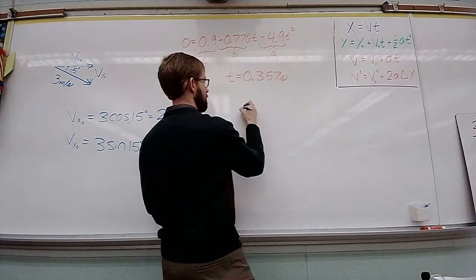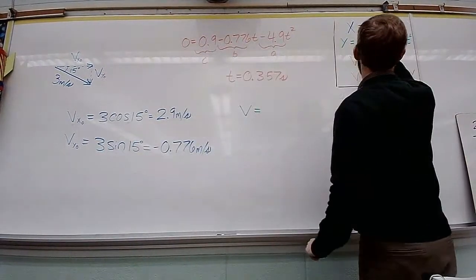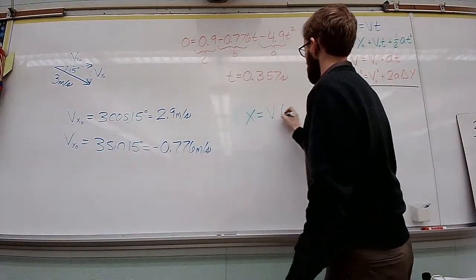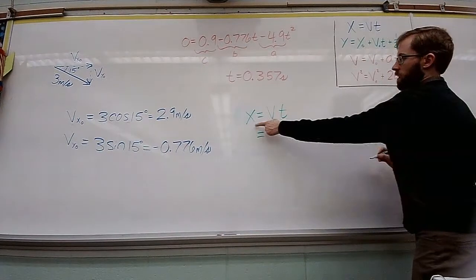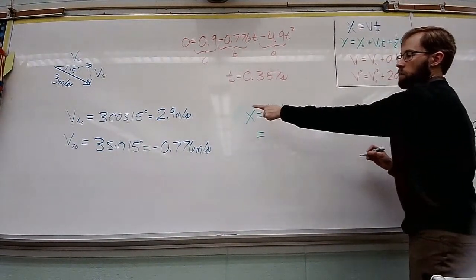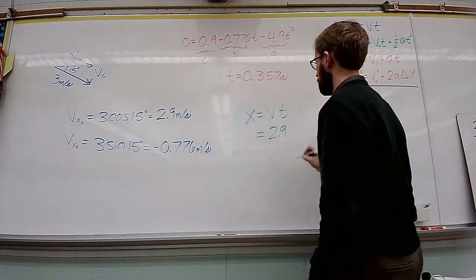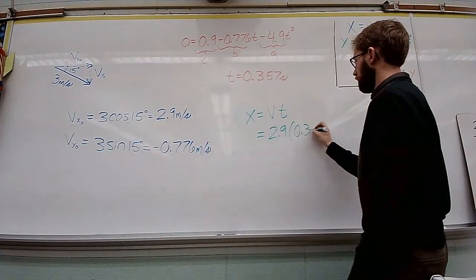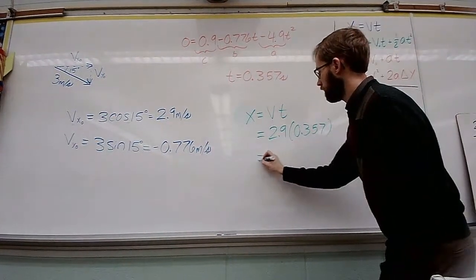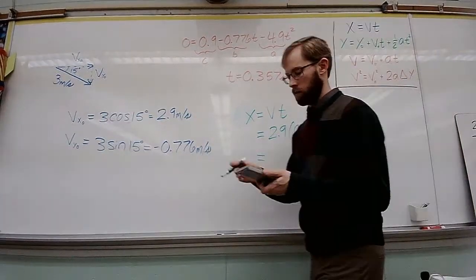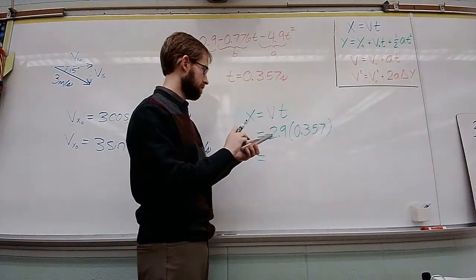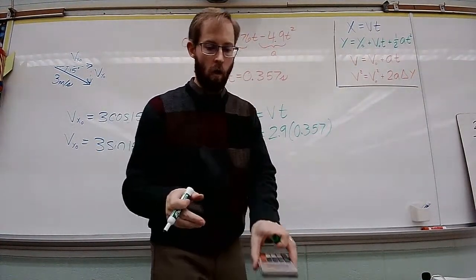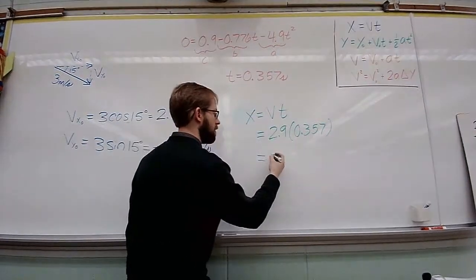And to finish this off then, it's velocity times time. For the horizontal equation, we put in the horizontal velocity, which is 2.9. For the time, we put in our 0.357. And let's see what that comes out to. I got 1.04, which matches the answer sheet. That's always a good thing.